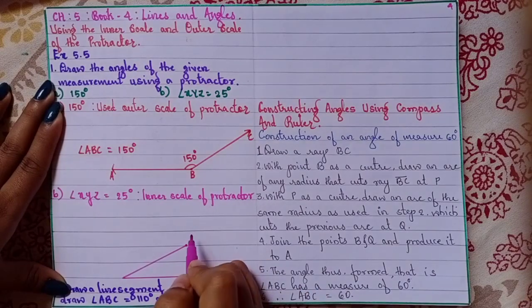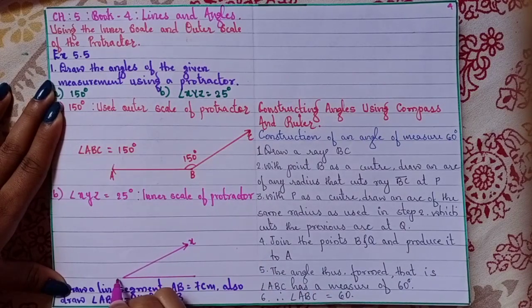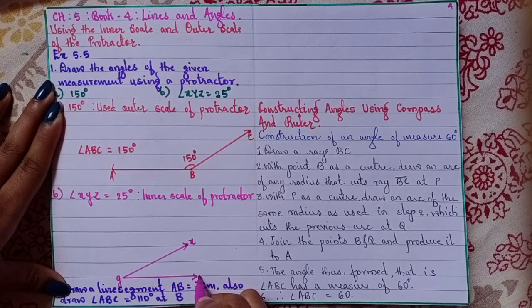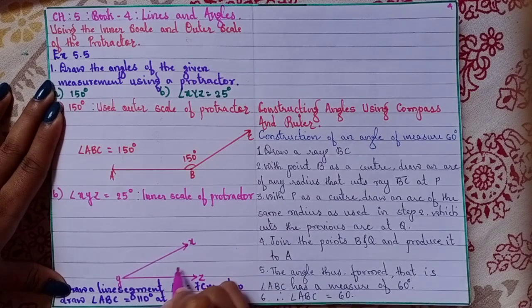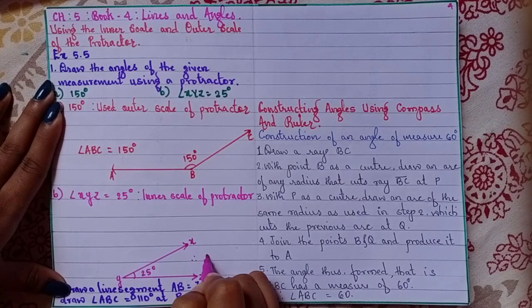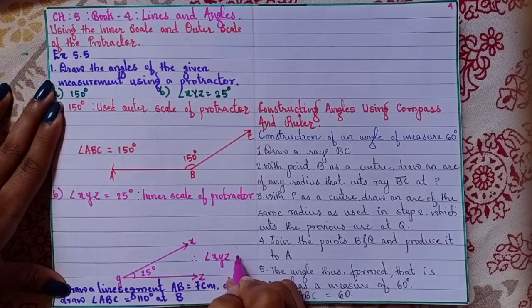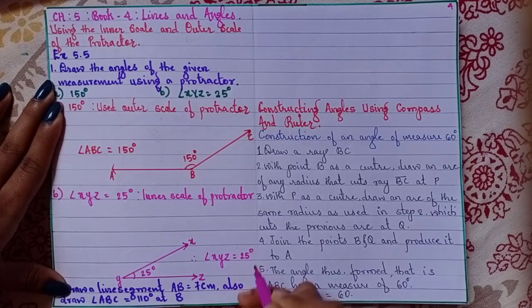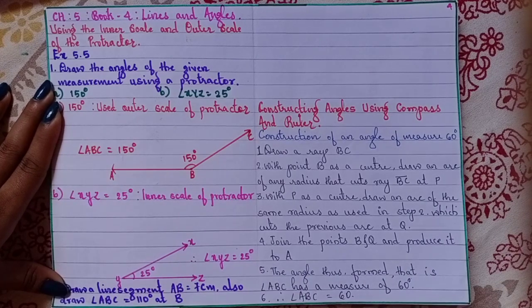And now name the angle. This is X, this is Y, and this is Z. Therefore angle XYZ is 25 degrees. Hope you have understood this.